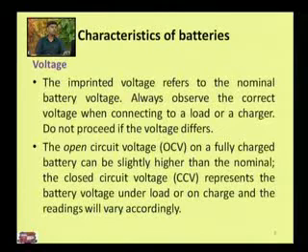Open circuit voltage on a fully charged battery can be slightly higher than the normal, right? If a battery has 9 volts imprinted on it, it doesn't mean that it will be exactly 9 volts. When you buy a battery, you have to measure it with the help of a digital multimeter or analog multimeter. It will be somewhat higher than the voltage that is imprinted on it. Closed circuit voltage represents the battery voltage under load or on charge, and the readings will vary accordingly.